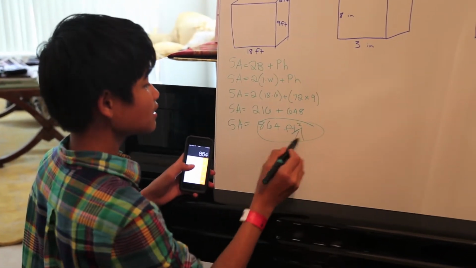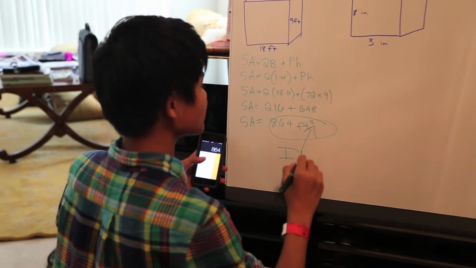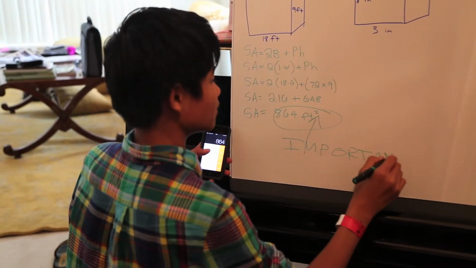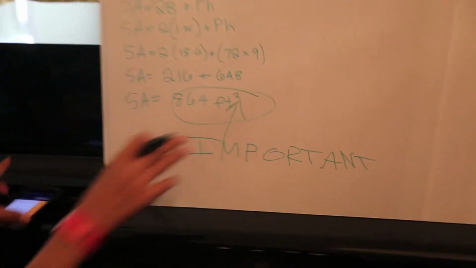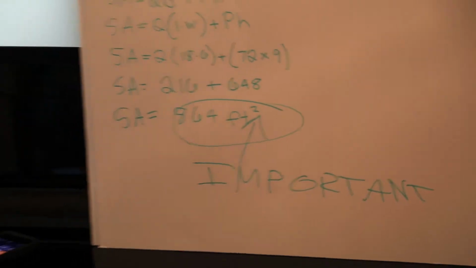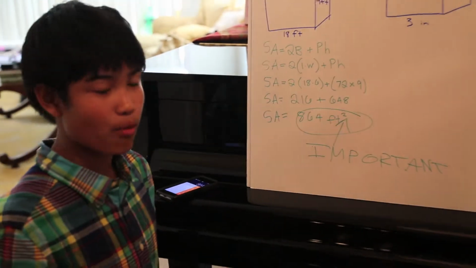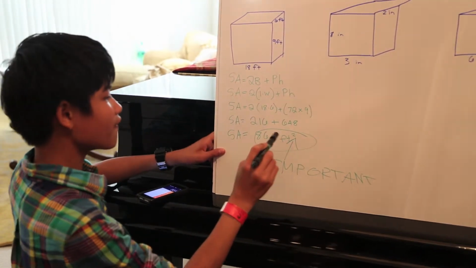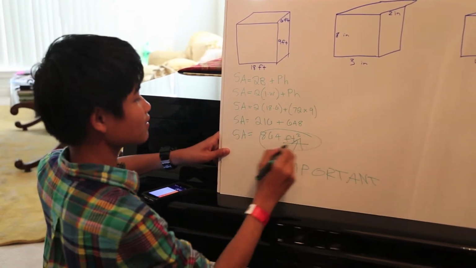Okay, now you're gonna have to write squared. This is important. If you do not write feet squared, you will get multiple points off, like a lot. Half a point, whatever. So write 864 feet squared.